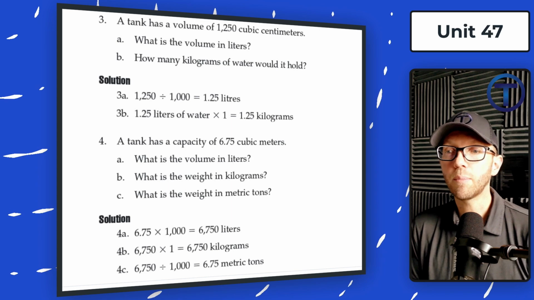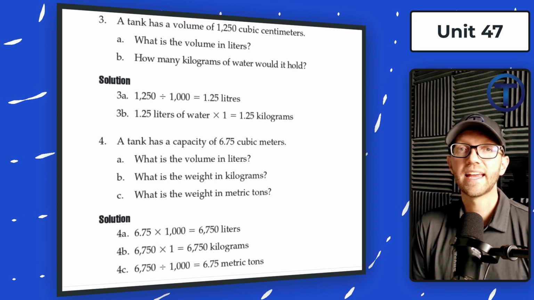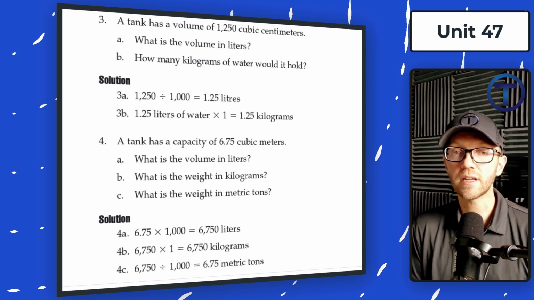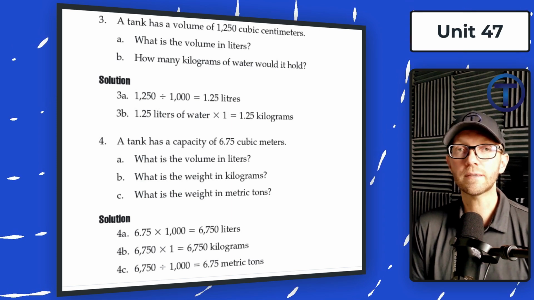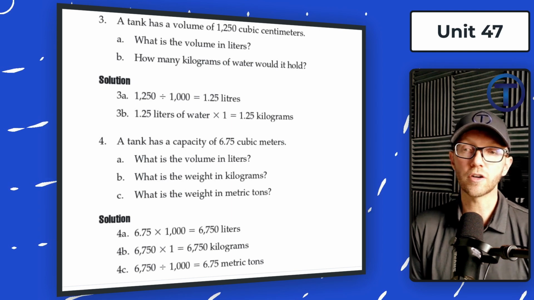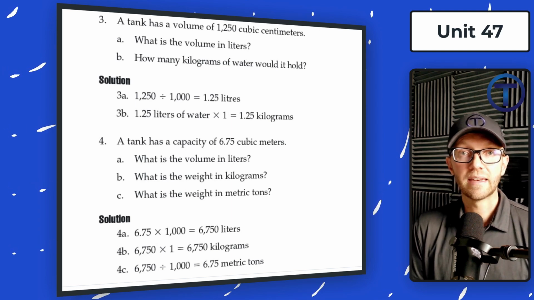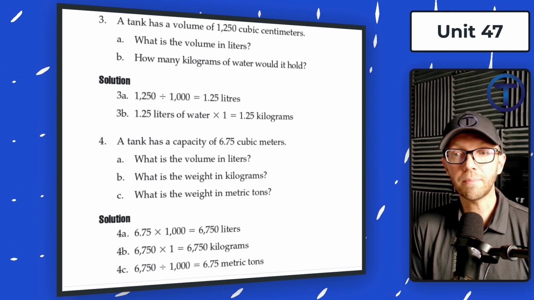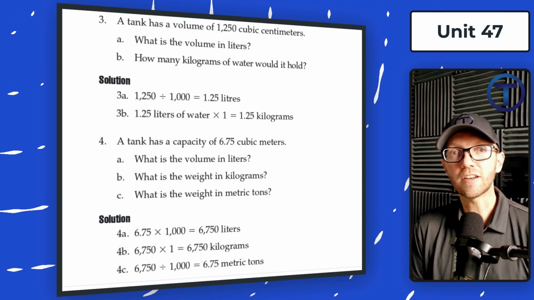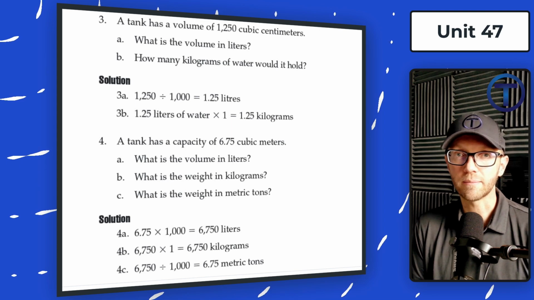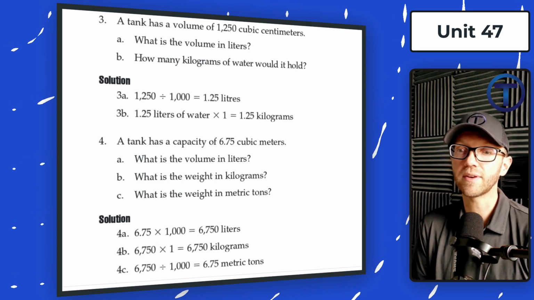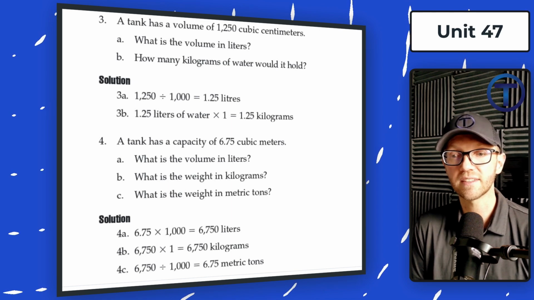If I have 6.75 cubic meters and each cubic meter is equal to 1,000 liters, I multiply by 1,000. So 6.75 times 1,000 equals 6,750 liters. Now that I have my liters, I can answer part B, which is what is the weight in kilograms? Remember that each liter weighs 1 kilogram when we're dealing with water. So multiply by 1, and I also have 6,750 kilograms.